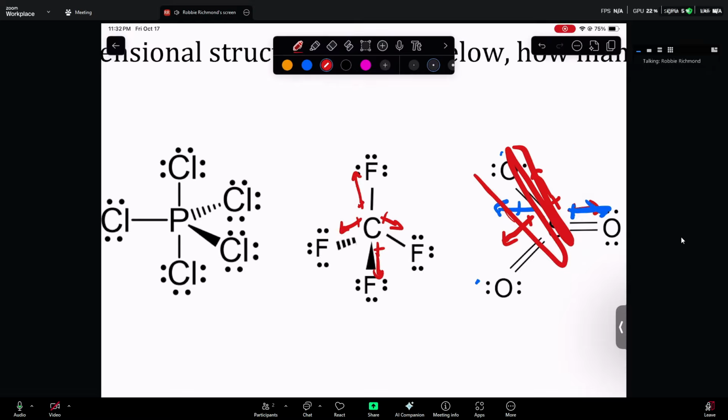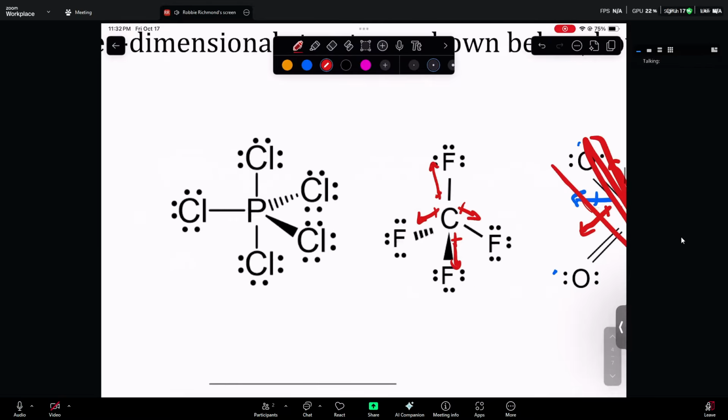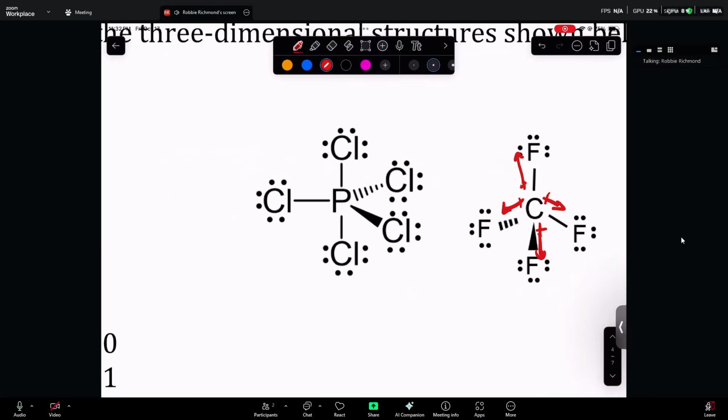All of them cancel out in directionality: up, down, left, right, coming towards you, going away from you. Then for this one, very similar concept.